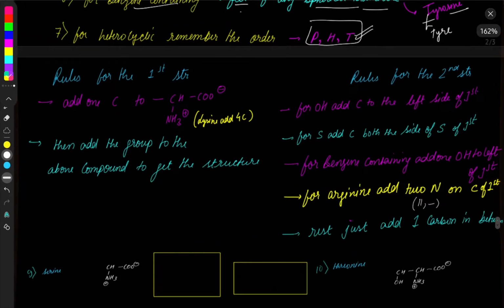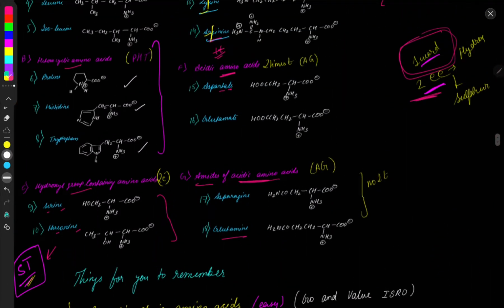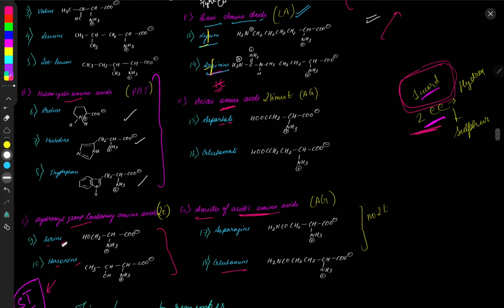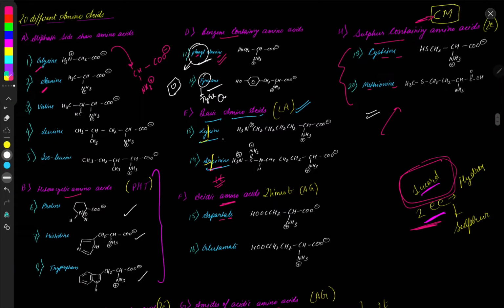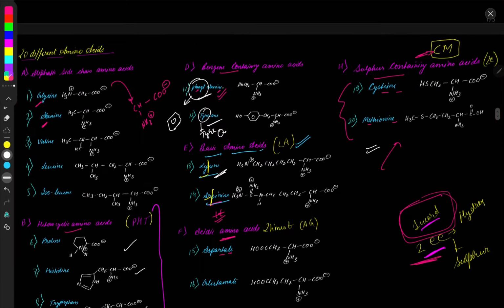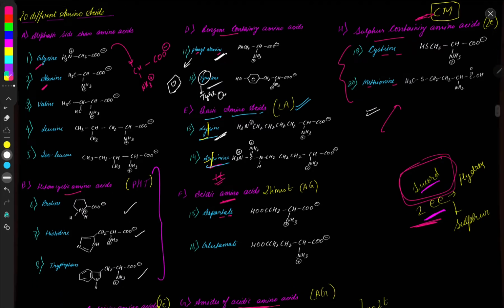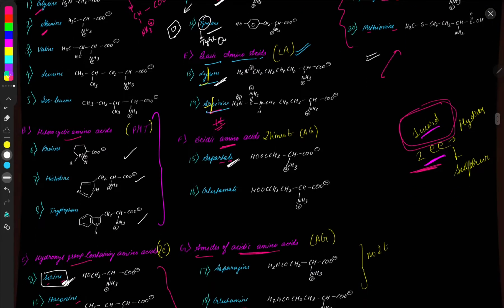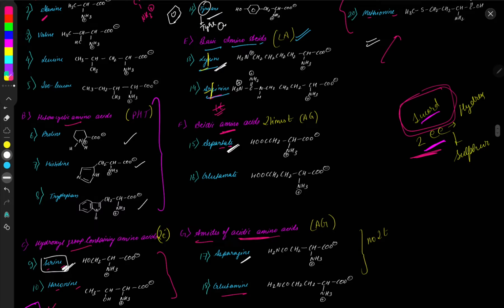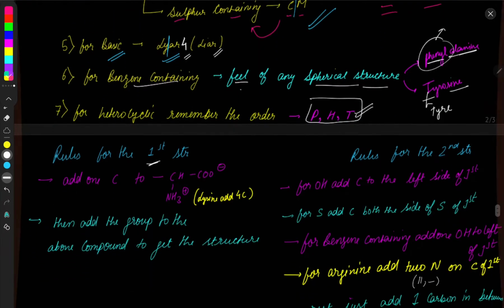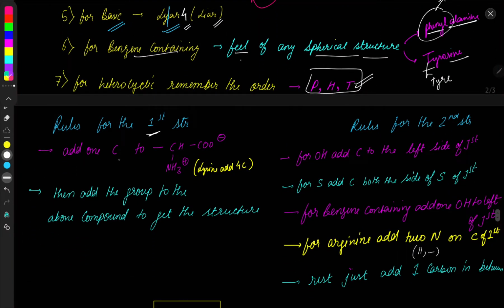Okay, so now let's come to the rules. So rules to remember the first structure. And what do I mean by the first structure here? First structure here is meant by this serine. In hydroxyl group, the first structure. In basic amino acids, the first structure. In benzene containing, the first structure. In acidic amino acids, the first structure. In amides, this first structure I am talking about. So for first structure, add carbon.